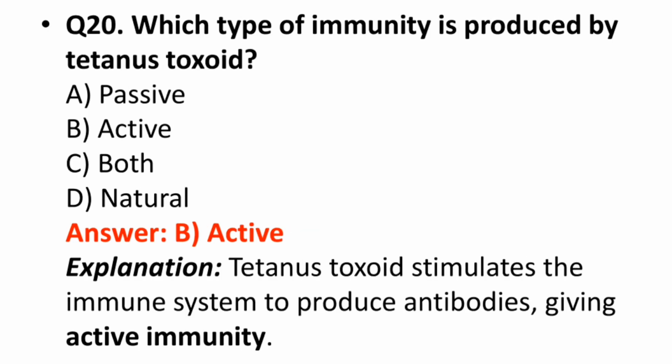Which type of immunity is produced by tetanus toxoid? Option A, passive. Option B, active. Option C, both. Option D, natural. The correct answer is option B, active. Tetanus toxoid stimulates the immune system to produce antibodies, giving active immunity.